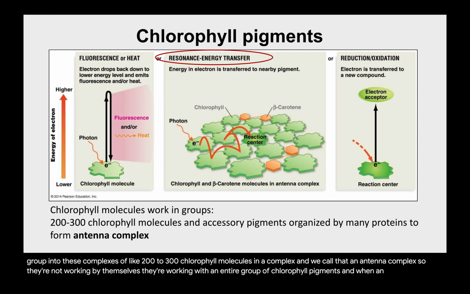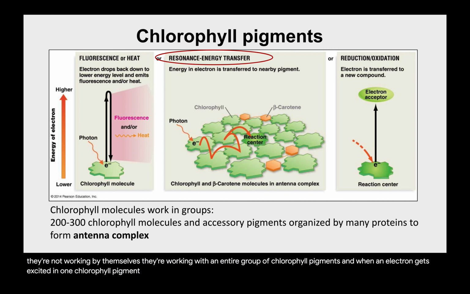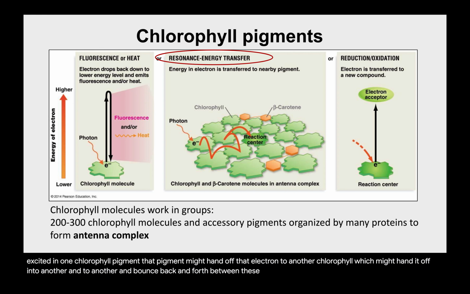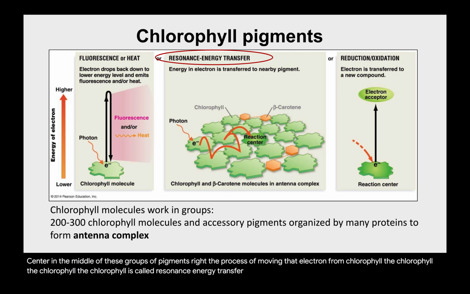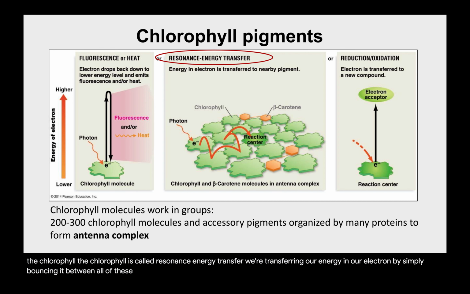And when an electron gets excited in one chlorophyll pigment, that pigment might hand off that electron to another chlorophyll, which might hand it off to another, and bounce back and forth between these pigments until it reaches what's called the reaction center in the middle of these groups of pigments, right? The process of moving that electron from chlorophyll to chlorophyll to chlorophyll is called resonance energy transfer. Right? We're transferring our energy in our electron by simply bouncing it between all of these different pigments.